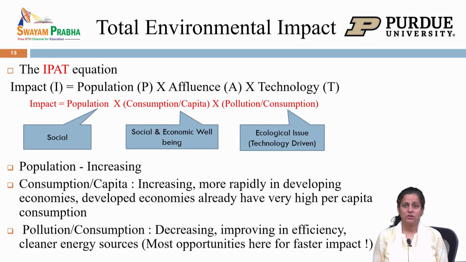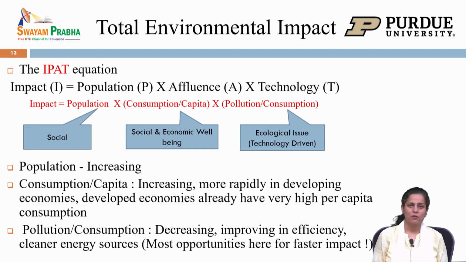The last one, which is the technology, here we have pollution per unit consumption. So, now based on what technology we are using, we know we are creating some pollution for any product that we are using. So, that is basically an ecological issue, and this is technology driven. So, of course, we have social, economic and the ecological aspect of our consumption patterns captured in this one equation.